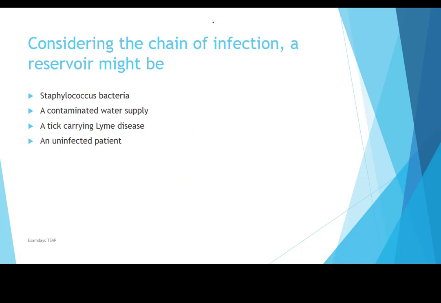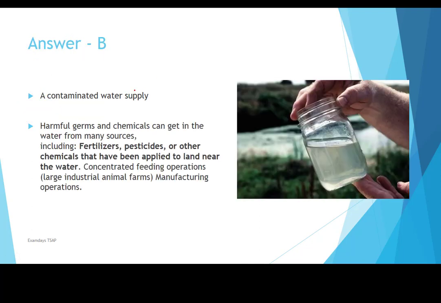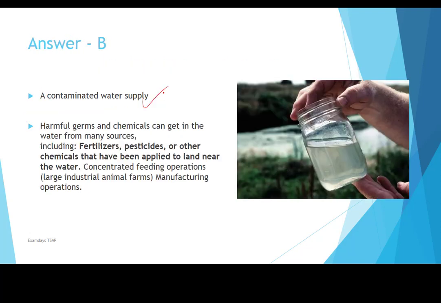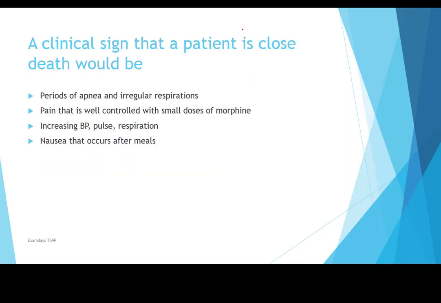Considering the chain of infection, the reservoir must be what? Your options: A. Staphylococcus bacteria, B. A contaminated water supply, C. A tick carrying Lyme disease, and D. Uninfected patient. The correct answer is going to be a contaminated water supply. Moving on to the next question.